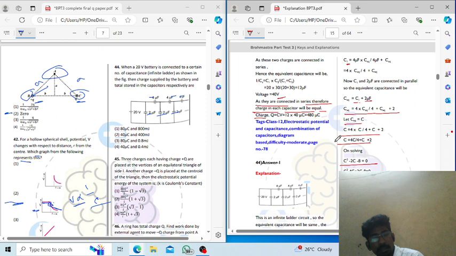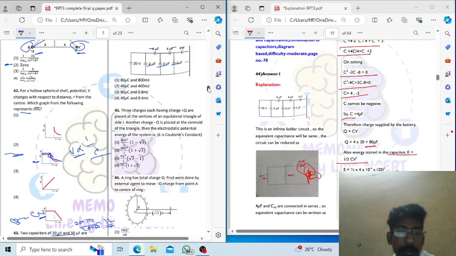Now, 3 charges plus Q are placed at the vertices of an equilateral triangle, with all the sides L. Another minus charge is at the centroid of the triangle. Here is the given figure. The angle is 60 degrees, from the vertex draw a perpendicular, 30 and 30.